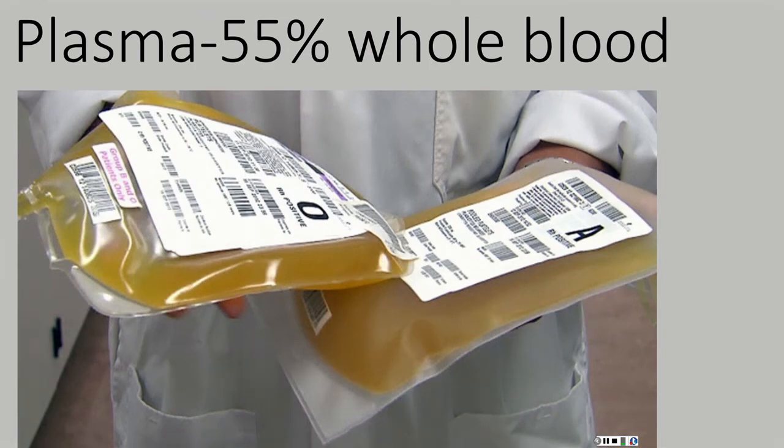Now I want to talk about plasma, and that's what we see here in these bags. If you've ever donated plasma, you've seen this. And plasma actually looks a little bit like urine. If you've ever seen plasma, you see it kind of looks like urine. And when we get to the kidneys towards the end of the semester, we're going to see that urine is actually very similar to plasma. So plasma has kind of this yellow straw-like color, and it's the liquid portion of blood. It makes up about 55% of whole blood.